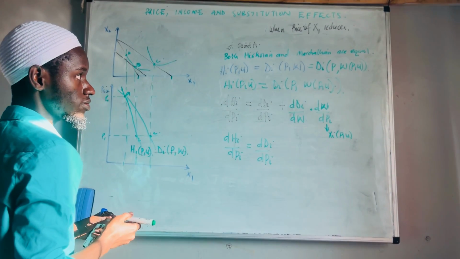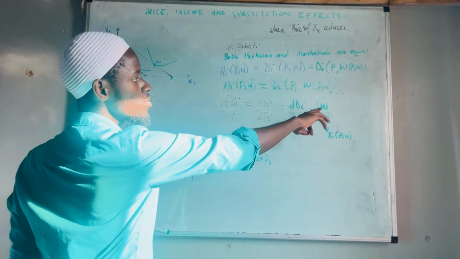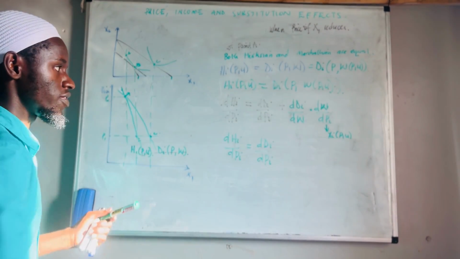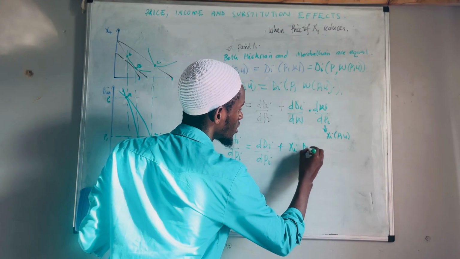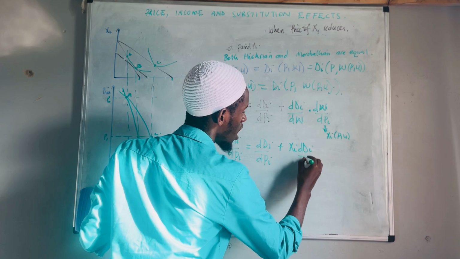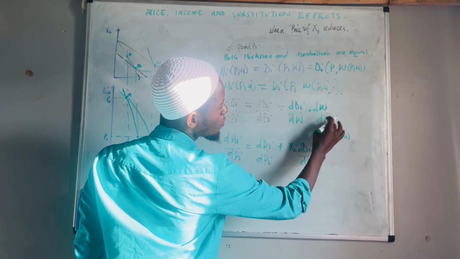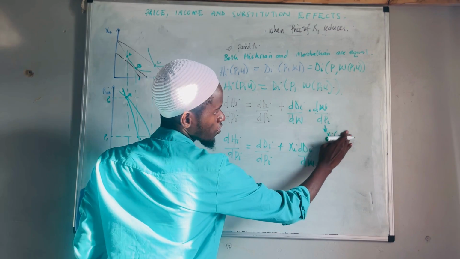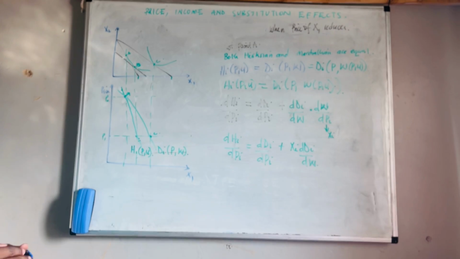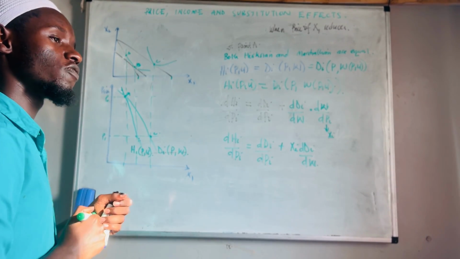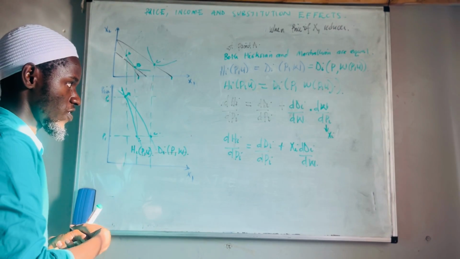plus, since we said dW/dP_i gives you X_i, I have X_i times dD_i/dW. Here X_i, the function of P and W, is my Hessian demand, and it is from Shepard's lemma, as we explained in the previous video.